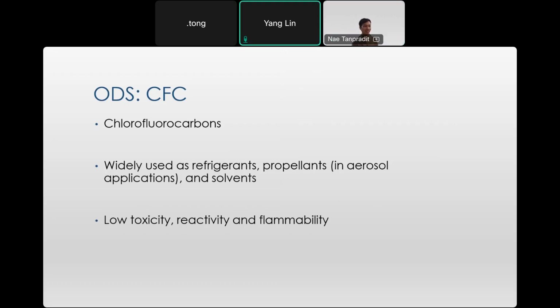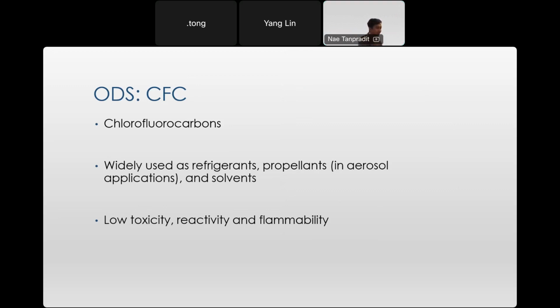Like something spray? Yes, in the spray also. But now we don't use it anymore. In the past we used it for sprays, propellants, and many things. All of the CFC was released into the atmosphere and then goes up because it is lighter than the atmospheric air. They go up and damage the ozone layer.